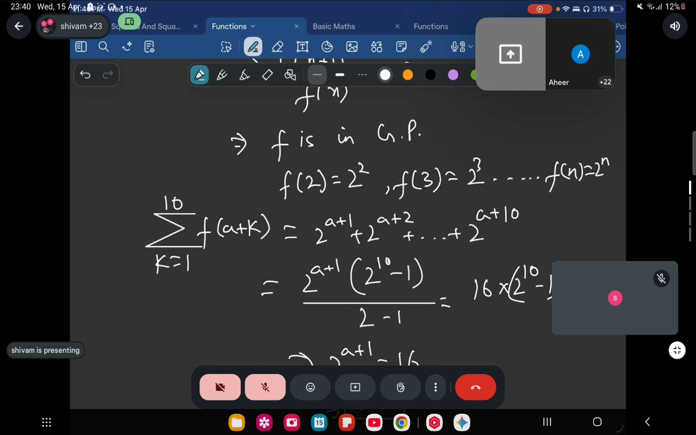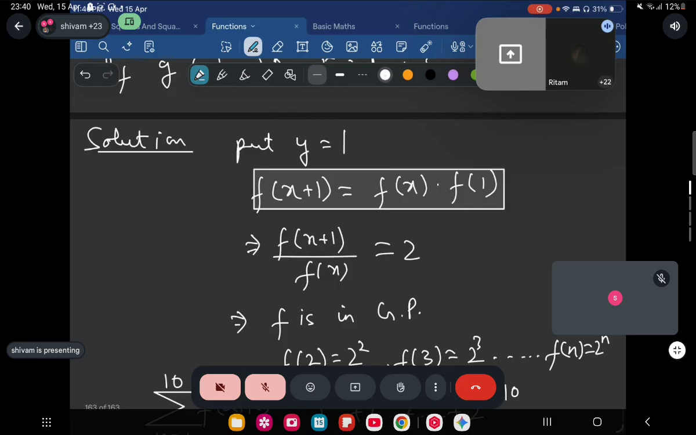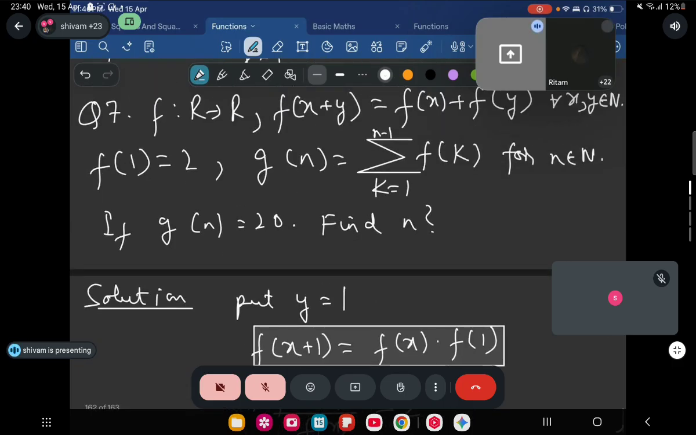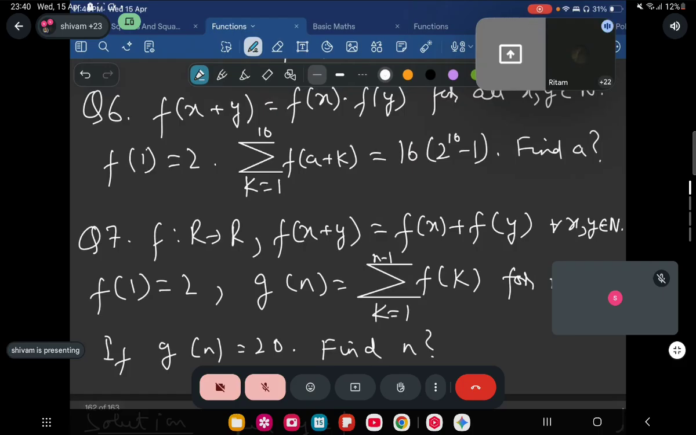Sir, can you show question number 7 once? Yes, tell me, did you understand number 6? I think you made a slight mistake in calculation, right? Sir, is g of n given as 20? g of n is given as 20. Okay, sir. Your answer is correct, number 7.